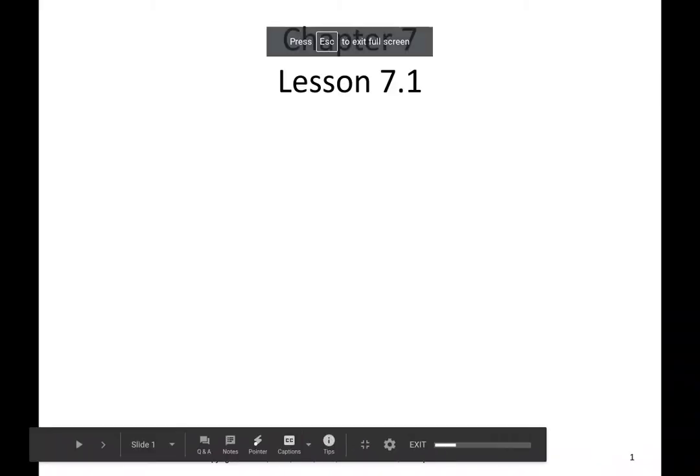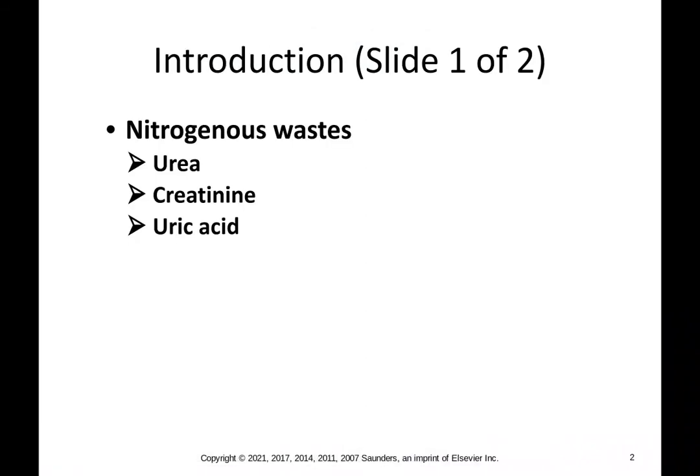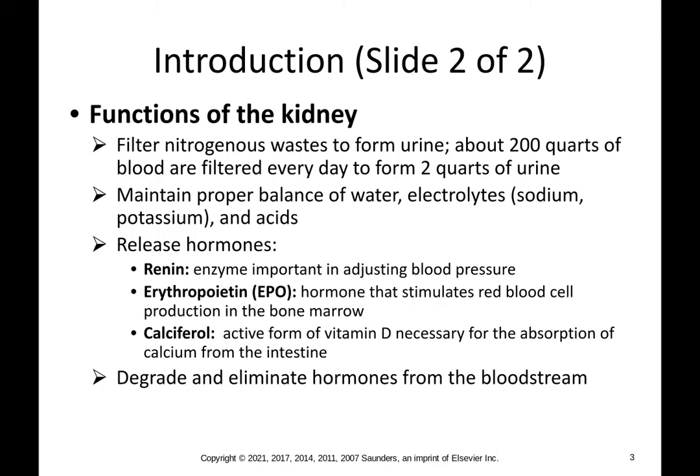This is Chapter 7, Lesson 7.1. So we're going to talk about nitrogenous wastes, urea, creatinine, and uric acid, and the functions of the kidney. So it filters nitrogenous wastes to form urine.